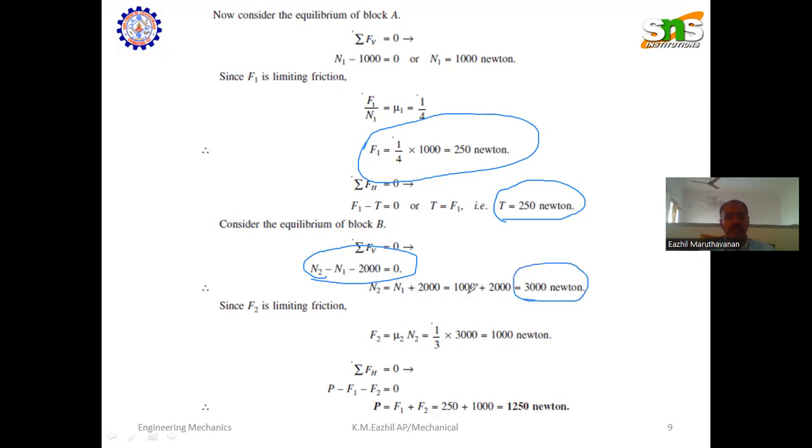Then we have to write down the equation for sigma Fh. Sigma Fh is equal to P minus F1 minus F2 is equal to 0. Here, F2 is equal to mu2 into N2. That mu2 is the given value 1 by 3, 1 by 3 into N2 value 3000. We'll get F2 as 1000 Newton. By substituting the known values, we'll get the P value as 1250 Newton.